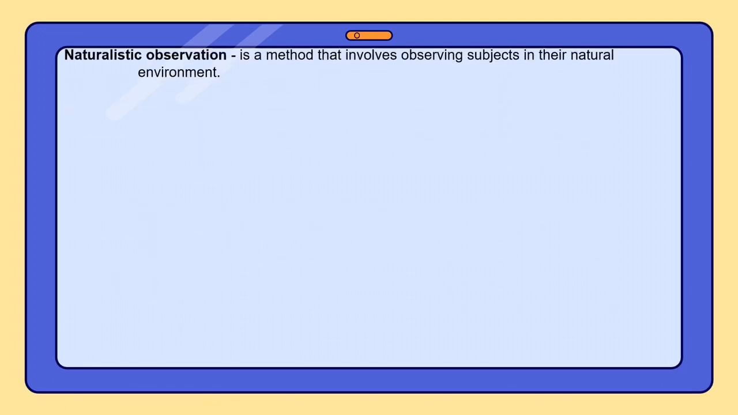So, next is naturalistic observation. From the word itself, naturalistic, which means nature, is a method that involves observing subjects in their natural environment. So, ang goal nito is to look at behavior in a natural setting without intervention. This can be applied to tutorial or web-based evaluation if subjects are given a task and asked to go through the process without intervention from the researcher in order to observe the natural way a subject would proceed.